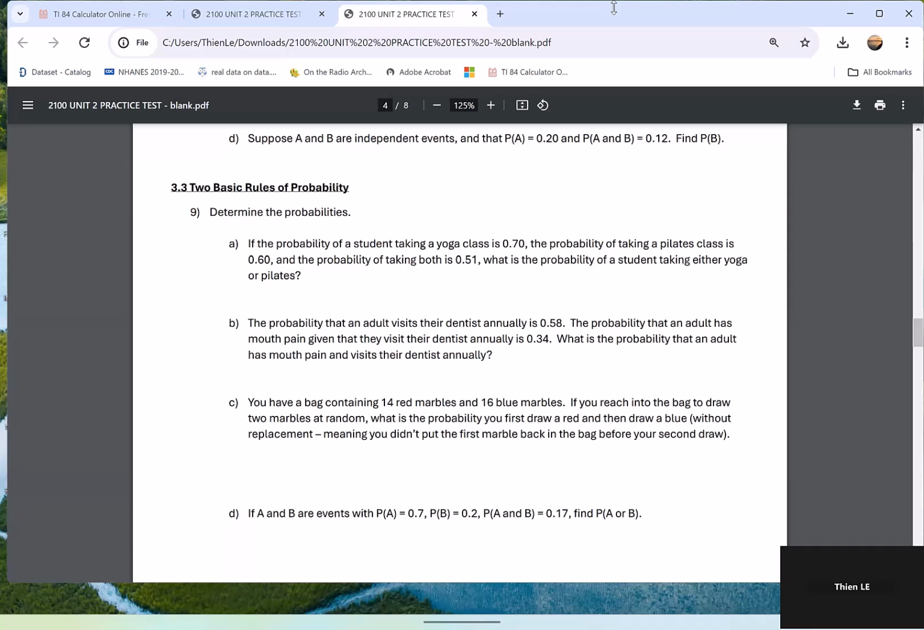So we recall the formula for that. P(A or B) equals P(A) plus P(B) minus P(A and B). So it will be 0.7 plus 0.6 minus 0.51. And if you do the math, you should get 0.79, 79%.